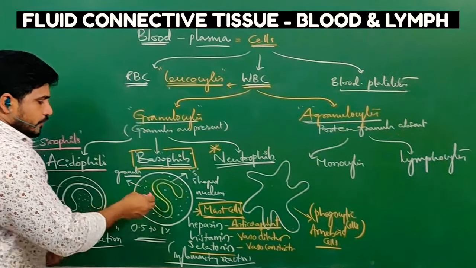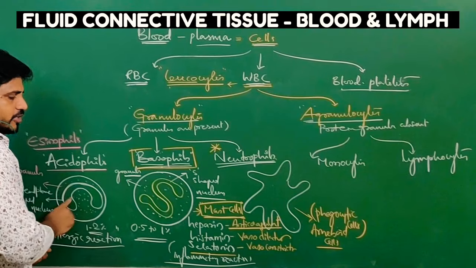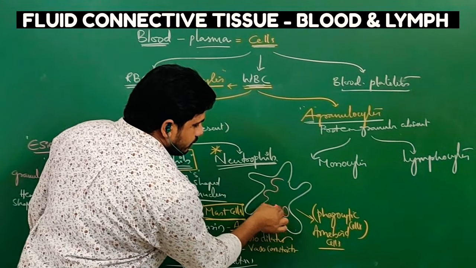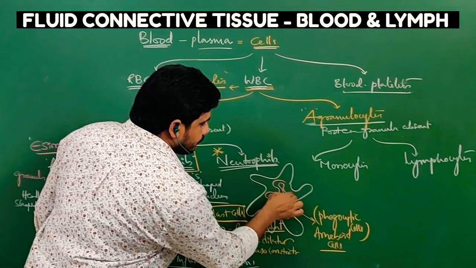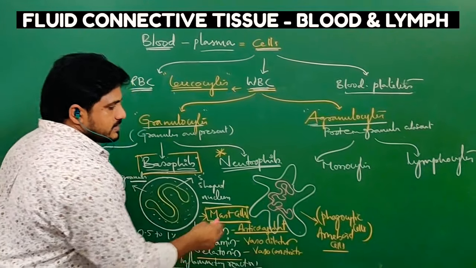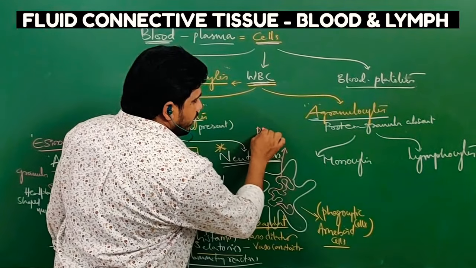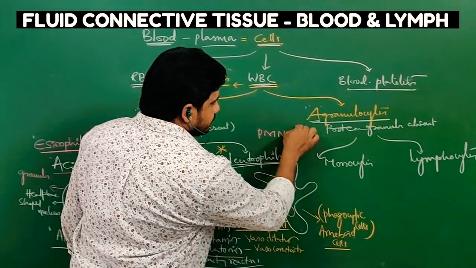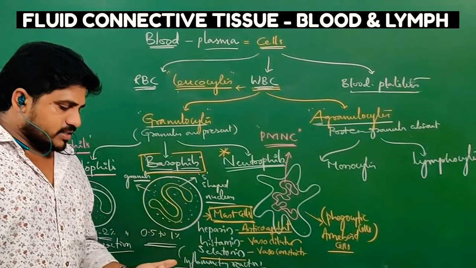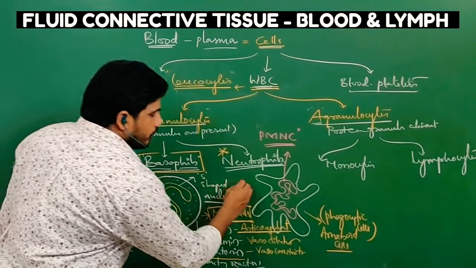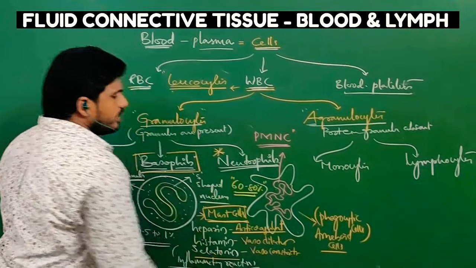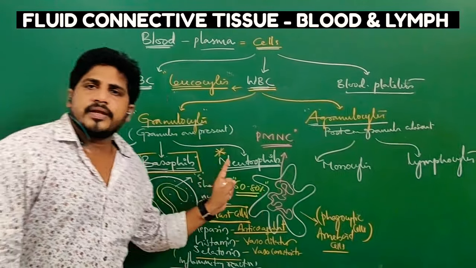The reason is they use their pseudopodium to engulf bacteria or germs that enter the blood. In case of the nucleus, if we talk, it is headphone shaped for acidophils, S-shaped for basophils, and for neutrophils the nucleus has many lobes. Its nucleus has many folds. That is the reason these cells are also called polymorphonuclear cells, PMNC. Their number is very huge, 60 to 80% of the WBC are neutrophils.